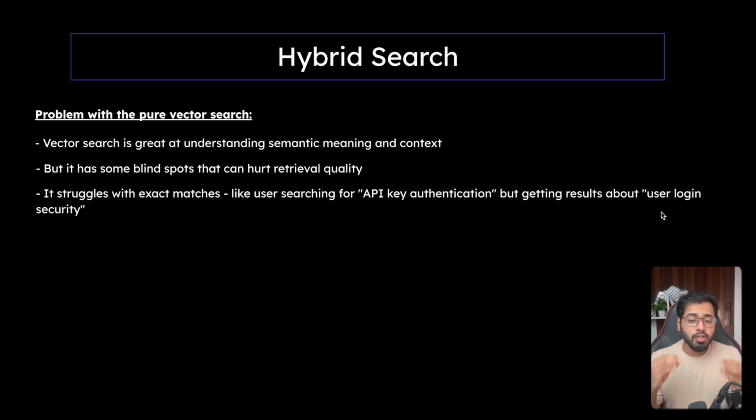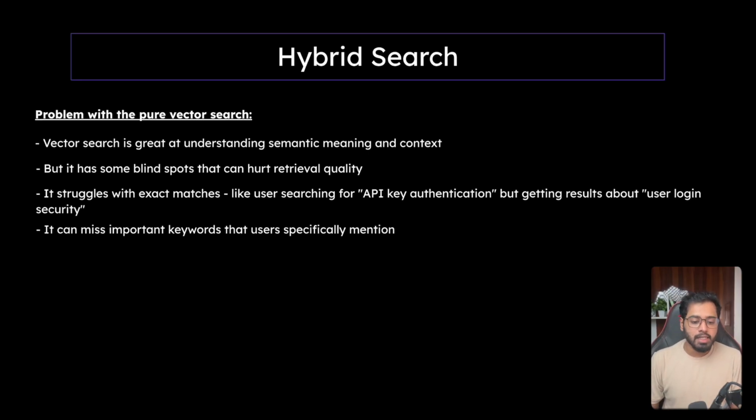But what if the user knows exactly what they are looking for? The user knows exactly what is present in the chunks, in the documents. They are very clear that they want API key authentication only. In that case, vector search fumbles, right? It can miss important keywords that users specifically mention. And sometimes users know exactly what terms they want to find.